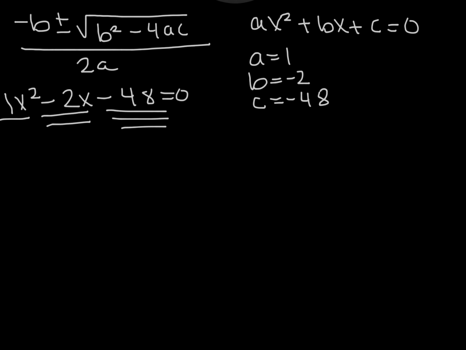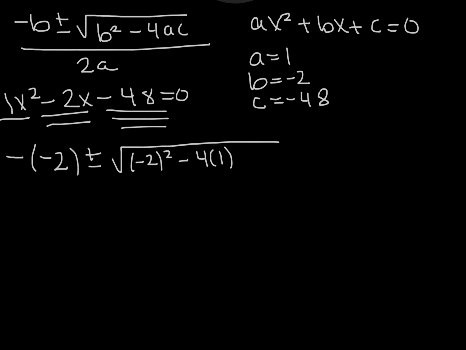Okay, great. So now that we know our A, B, and C, we're going to take those numbers and plug them into the formula. So we're going to have a negative, and B is negative 2, so we're going to put that in parentheses, and we'll work with that. Then we have plus or minus, and then square root, we're going to have negative 2 squared minus 4 times 1, which is A, times negative 48, which is C. And all of that is going to be over 2 times A, which is 1.